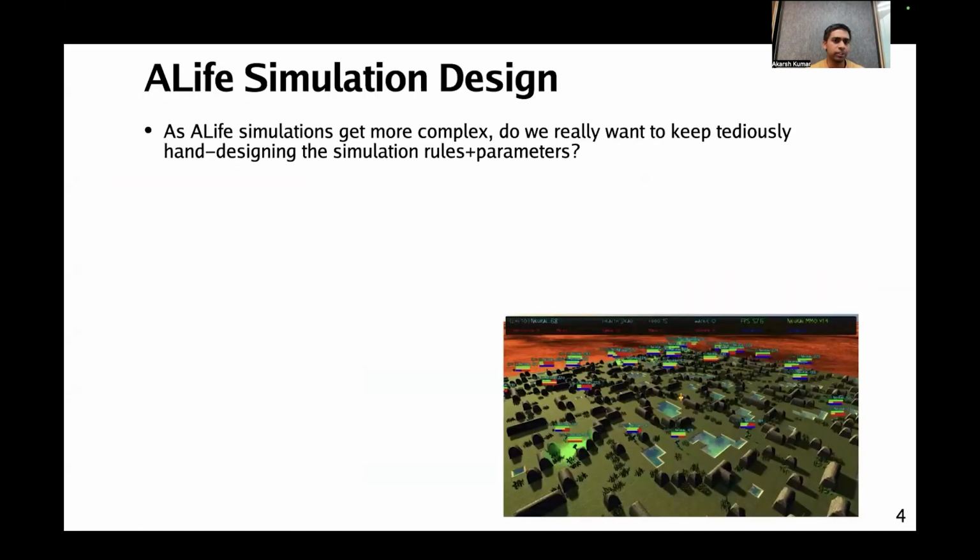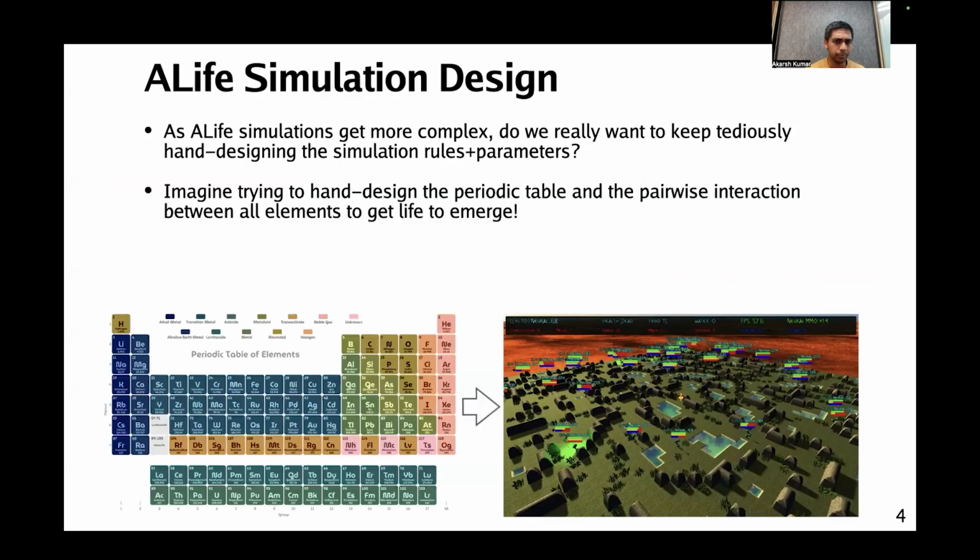So this begs the question: as A-Life simulations get more and more complex, do we really want to keep tediously hand designing the simulation rules and parameters in order to get interesting behaviors? I have a thought experiment. Imagine trying to hand design the periodic table of elements and the pairwise interaction between all of the elements in order to get life to emerge. I personally wouldn't want to be the one doing that.